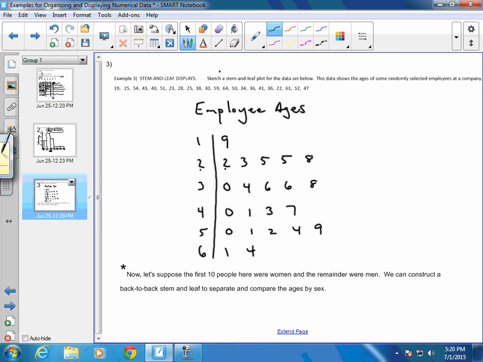Another way that you'll see that done is if you see something that just says something like key, and then in the key they just show you how to read one of the data values. So either way would be perfectly fine, but we want to use one or the other there to show a reader how to interpret our graph.